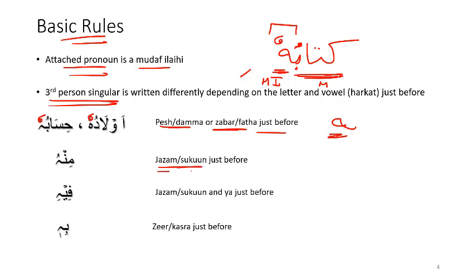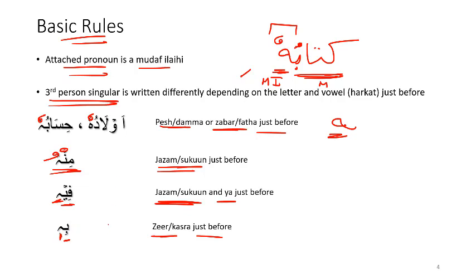If we have a jazm or a sukoon, so that's this thing over here where we pause, then we will put a regular dhamma. So minhu. So here notice we have the ha, and then on the ha we have a dhamma. Next, if we have a jazm or a sukoon and a ya, then we will write a kasra. So if we have fihi, then there is a kasra. And if we have a zair or a kasra just before, as is the case over here, then we put this thing called the khari zair, and this basically prolongs the sound. So here we will have bihi.